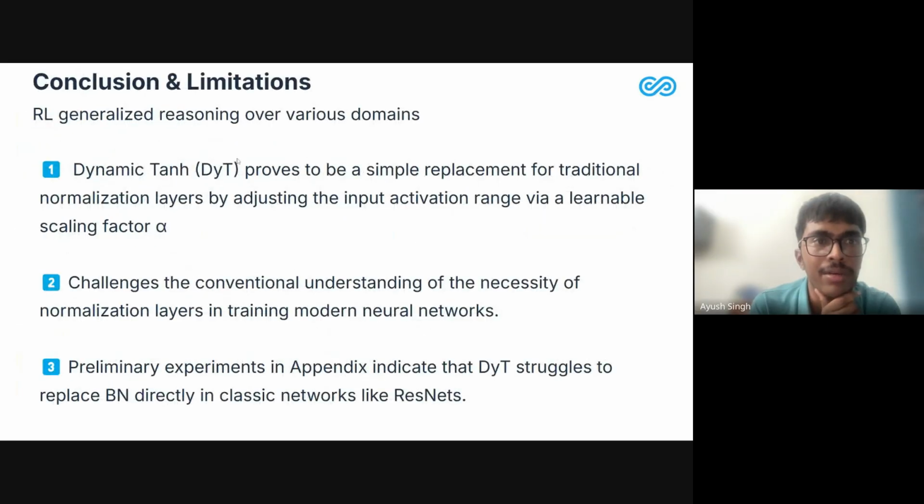Yes, we can move to the conclusion now. The conclusion we can draw from all of this is that dynamic TANH could be a good approximation of the normalization of the RMS norm, where the standard deviation could be replaced by an alpha, and it challenges the conventional understanding and necessity of normalization layers in training of neural networks. Basically, it performs better than layer norm, but it fails in batch normalization. Maybe they didn't mention more in that experiment, so that's what it is.